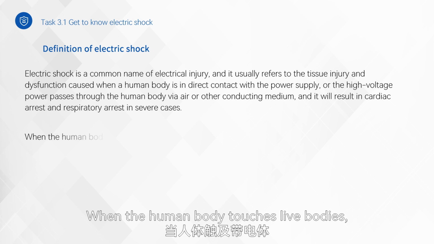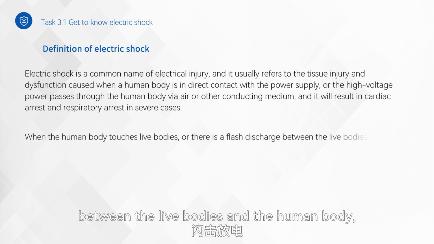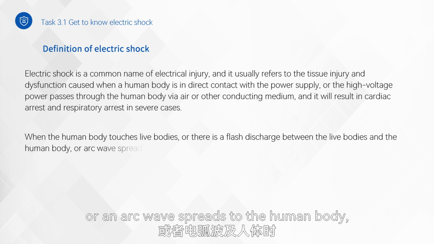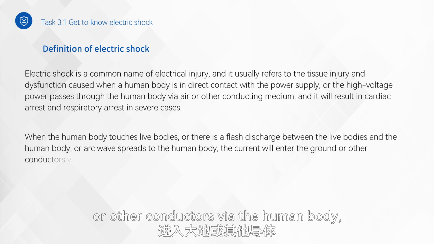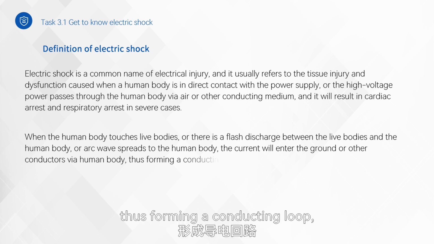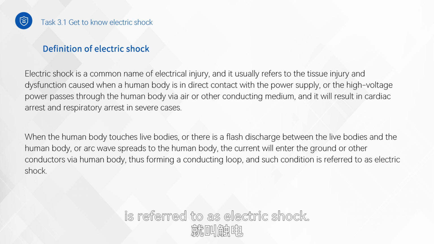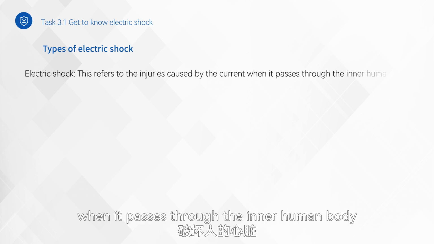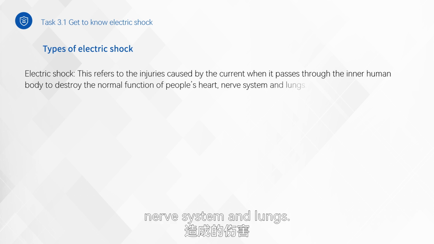When the human body touches live bodies, or there is a flash discharge between the live bodies and the human body, or an arc wave spreads to the human body, the current will enter the ground or other conductors via the human body, thus forming a conducting loop, and such condition is referred to as electric shock. Electric shock refers to the injuries caused by the current when it passes through the inner human body to destroy the normal function of people's heart, nerve system and lungs.